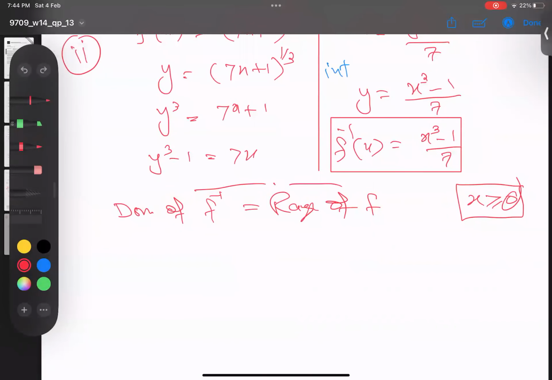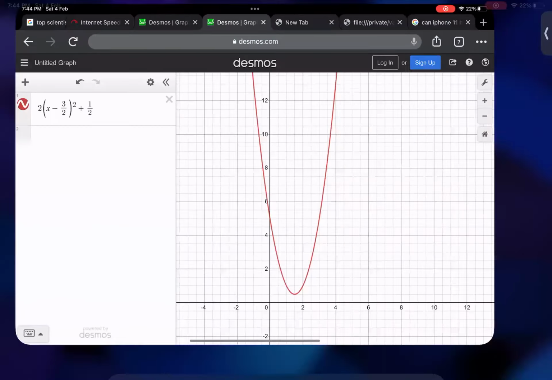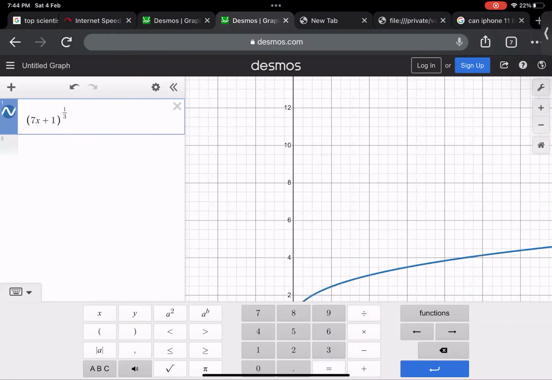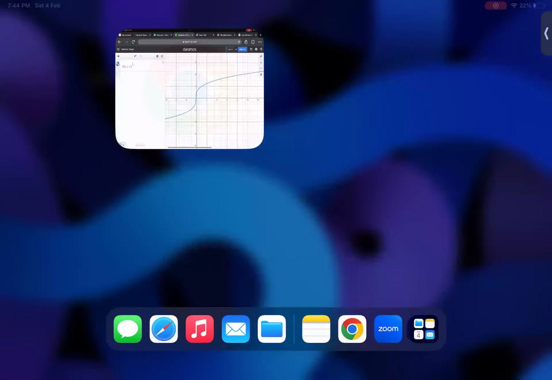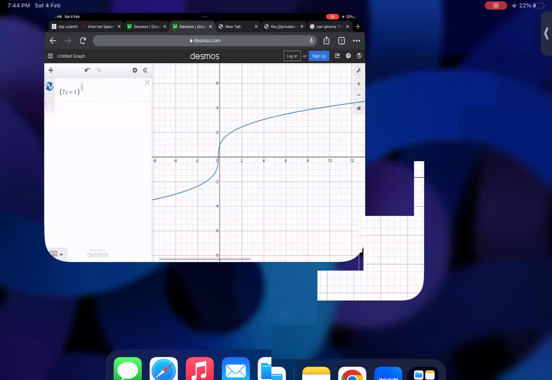One more way I can show you: 7x plus 1, all to the power 1 over 3, 1 divided by 3. Okay, check it now. Let me recheck this question is correct. I wrote it correctly, 7x plus 1 to the power 1 over 3. Exactly. And check now what is going on.